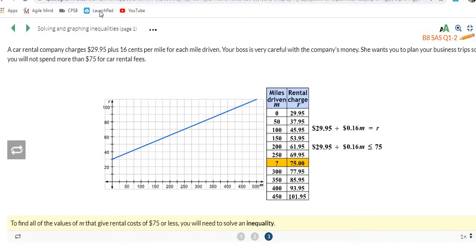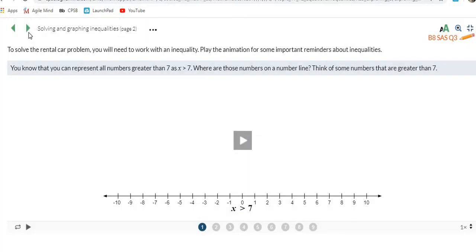Alright, so let's refresh our memory first on some inequality graphing in particular. If I was to graph x is greater than 7, what numbers on this number line are greater than 7? 8, 9, and 10, but I would also say the arrow, because it keeps going on and on and on, right?